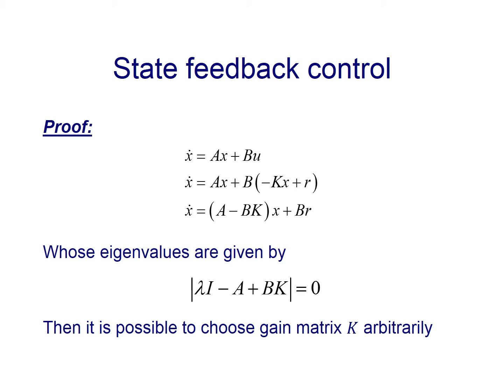Let us substitute. By direct substitution, we use u equals minus Kx plus r in such a way that we're going to have x dot equals (A minus BK) times x plus Br. If you can see, we have here a new input, which is r, our new reference, and we have a different coefficient matrix of x. This coefficient matrix now depends on K, in such a way that the eigenvalues are going to be given by the determinant of lambda I minus A plus BK equals zero. If you can see, K is free, so it is possible to choose this gain matrix arbitrarily.